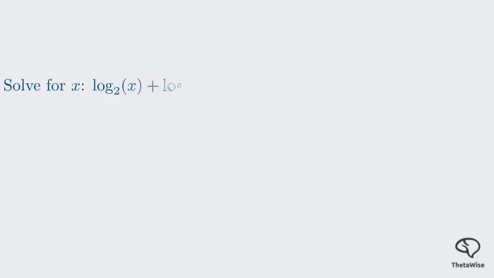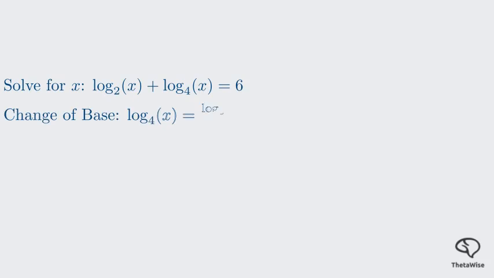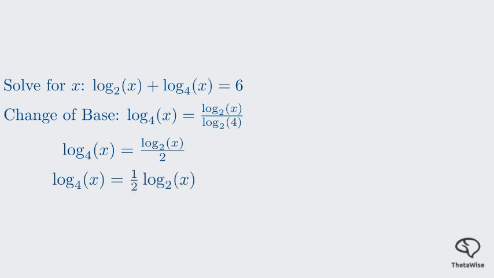Now, let's tackle a common hurdle in advanced exams: solving for x when the bases are different. Notice that we have base 2 and base 4. To combine these, we must make the bases identical. We will use the change of base formula to convert everything to base 2. We know that log base 2 of 4 is simply 2, because 2 squared is 4. So log base 4 of x is log base 2 of x over 2, or, writing it another way, 1/2 times log base 2 of x.